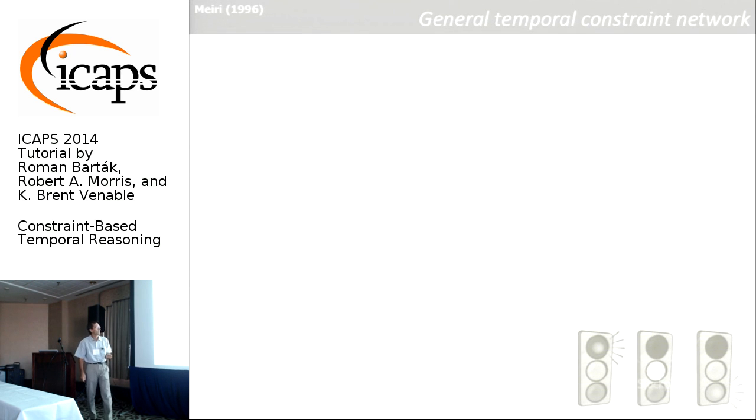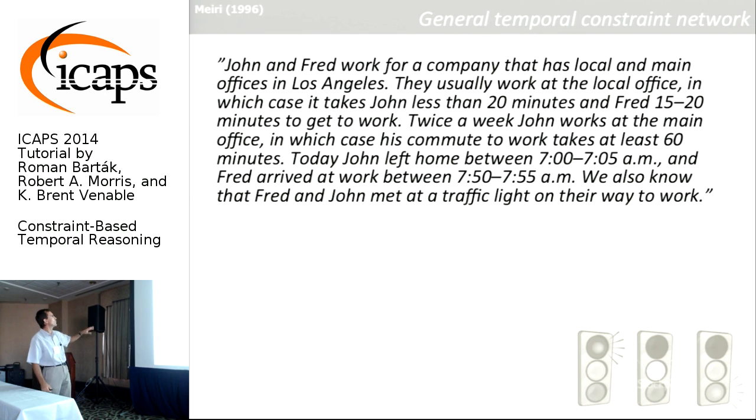Okay, so let's make it even more general. And this is the most general framework I will present here. And it has a very long description that I took from the original paper from Mary. So it's a very different example, which is about, again, traveling to work. We like to use this example to model temporal networks. So we have two guys, John and Fred. They work for a company. Local, main office, does not matter.